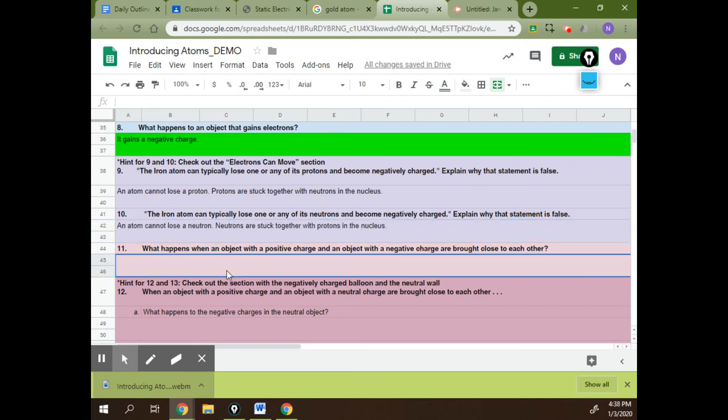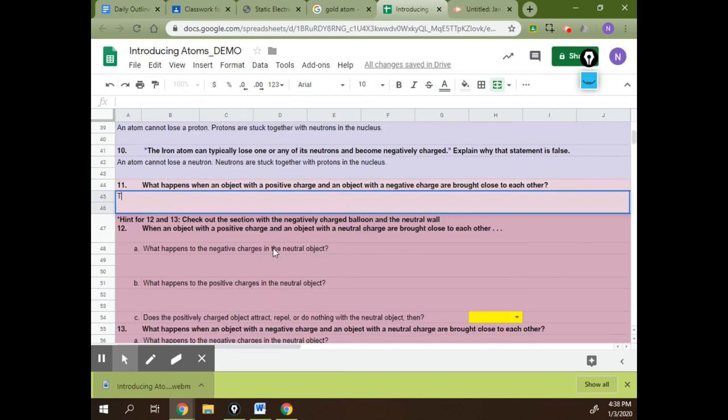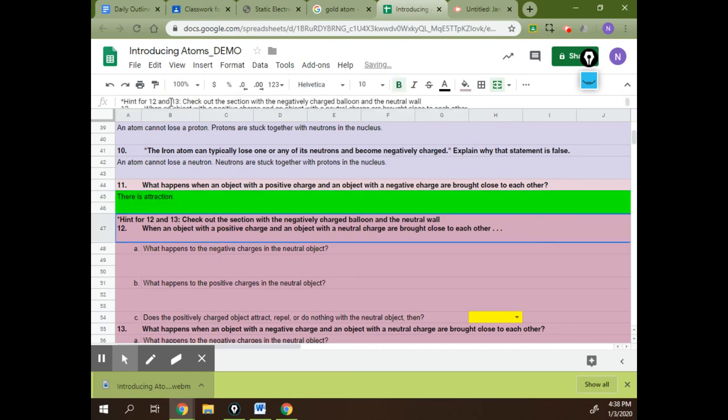Number 11, what happens when an object with a positive charge and an object with a negative charge are brought close to each other? Well, they attract. Because opposites attract. There is attraction. There we go. All right.